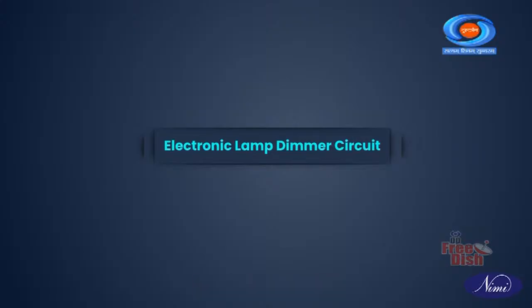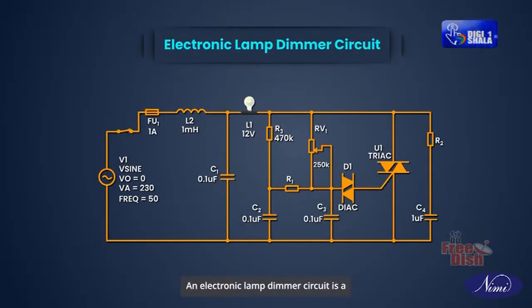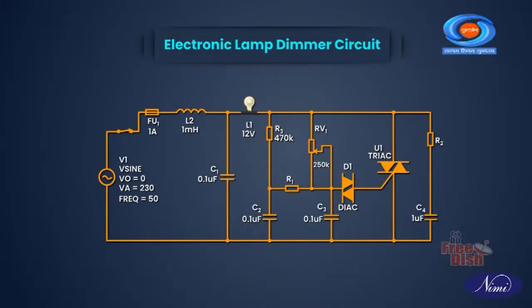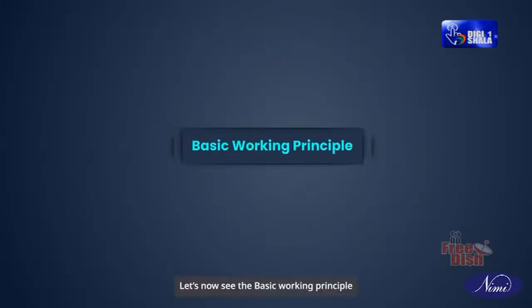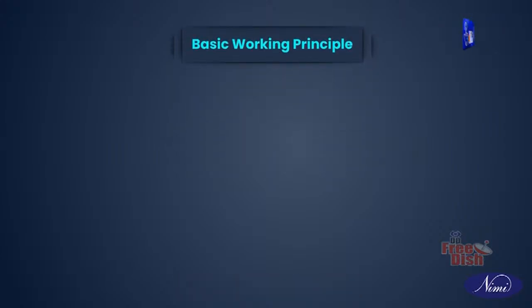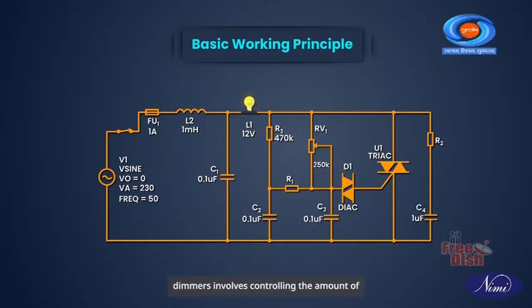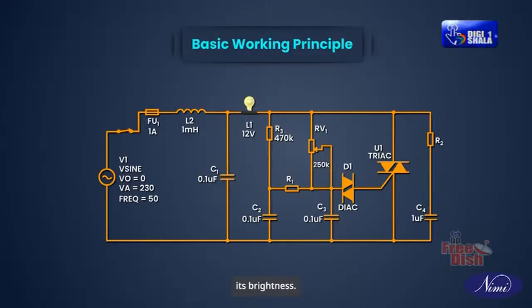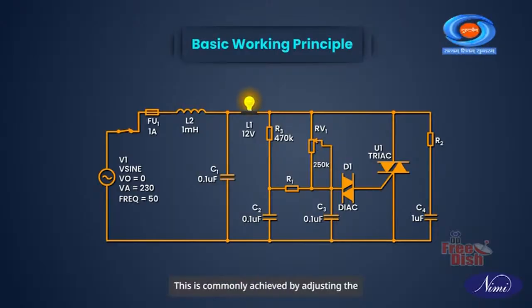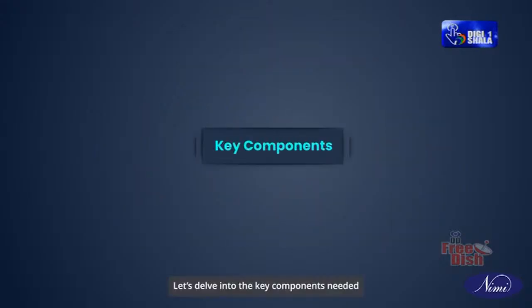Electronic lamp dimmer circuit. An electronic lamp dimmer circuit is a device used to control the brightness of a lamp, typically an incandescent lamp or a dimmable LED lamp, using electronic components. Let's now see the basic working principle behind this. The basic principle behind electronic lamp dimmers involves controlling the amount of power delivered to the lamp, thereby varying its brightness. This is commonly achieved by adjusting the conduction angle of a switching device such as a triac in response to user input. Let's delve into the key components needed for constructing an electronic lamp dimmer circuit.